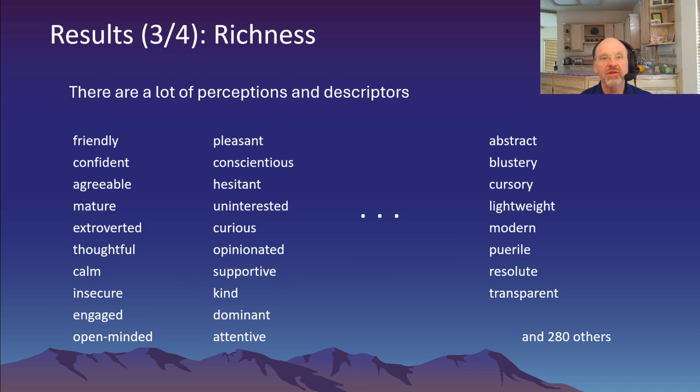We also found that there's a lot of variety in what people perceive. Things that you would expect: friendly, confident, agreeable, mature, extroverted, thoughtful. These were among the most common descriptors that we had. But we also had some one-offs, so things like abstract, blustery, cursory, lightweight, modern, puerile, resolute, transparent. I'm not sure exactly what the subjects meant by those things when they wrote those down, but it clearly meant something to them. So perceptions of interaction styles are pretty rich.